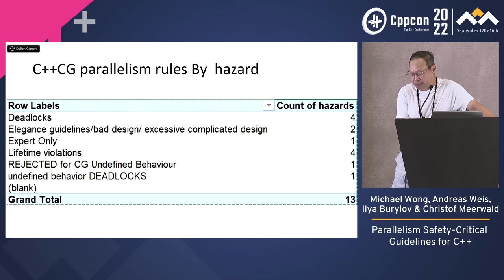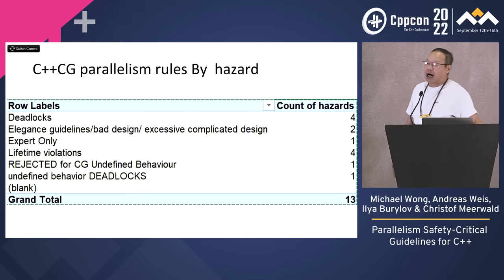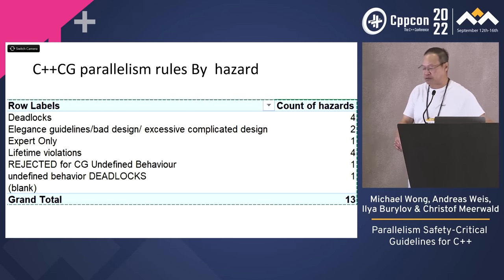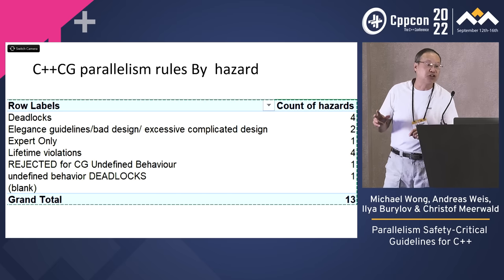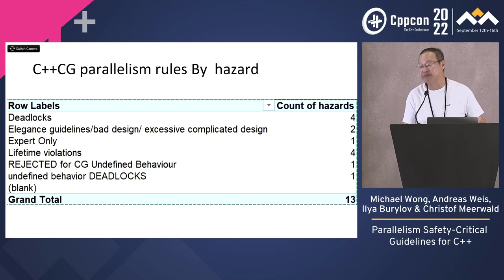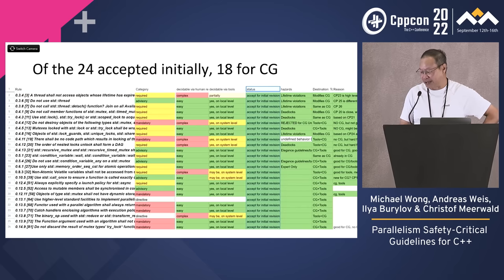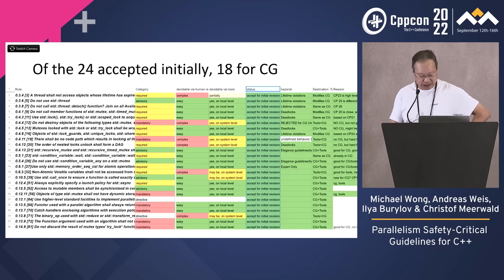So our aim is to try to improve it. When we went through our list, which is a totally separate list, we found most of the rules fall into the following categories. They usually had to do with deadlock violations and lifetime violations. In this spreadsheet, we reorganized it based on the status, the thing in the middle green that says accepted for initial revision. And we classified the hazards: which ones were lifetime violations, which ones were deadlocks. The unclassified ones are generally brand new, coming out of our analysis.